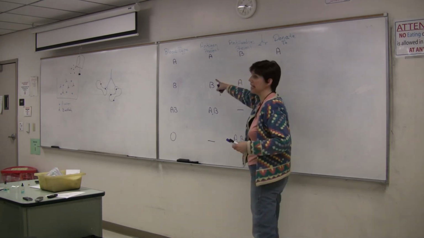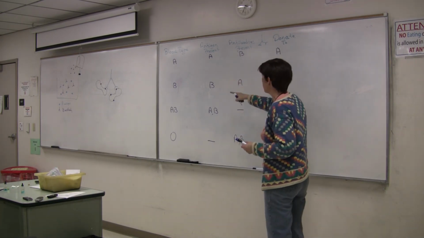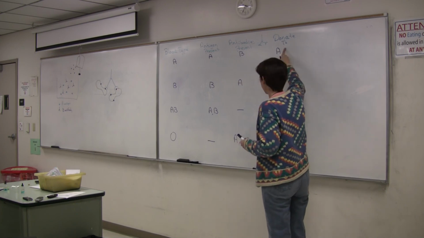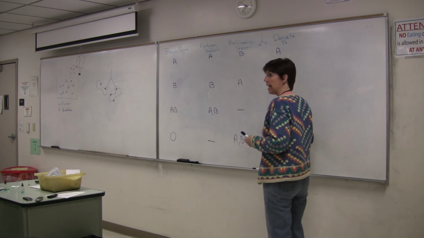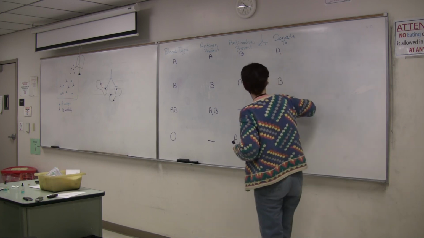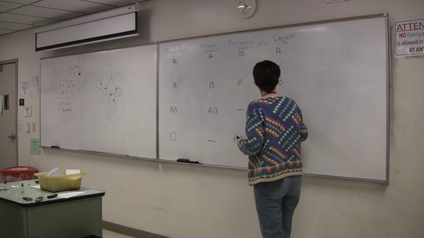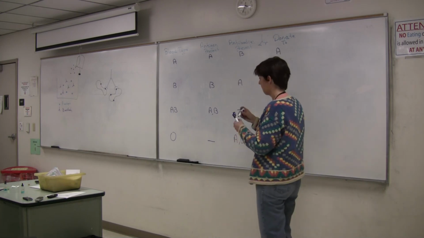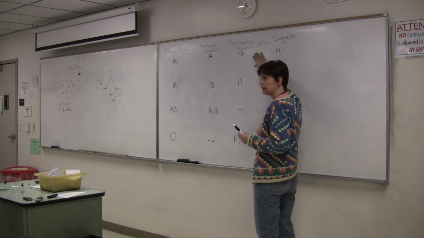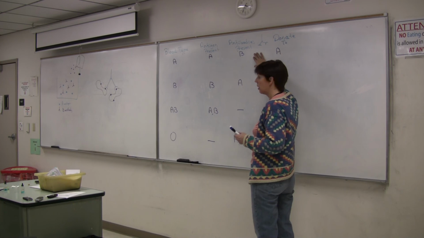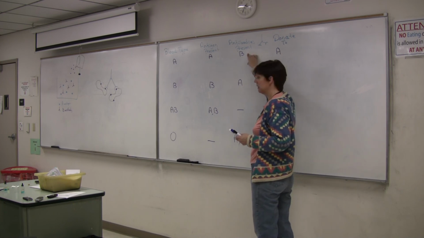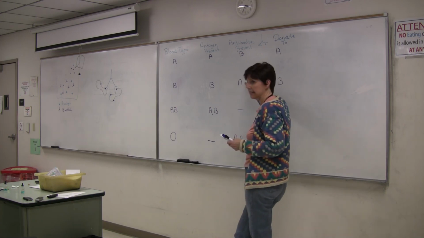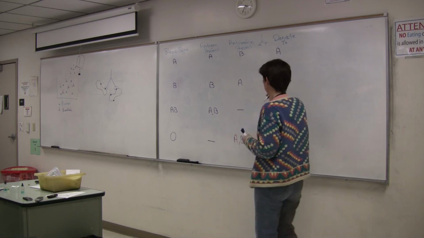All right, type B. Can I donate B to B? Yes. Can I donate B to A? No. Can I donate B to AB? Yes. Whoops, I meant to put just B up there. Can I donate B to O? No. Okay. AB. Can I donate AB to B? Nope, I've got antibodies against B. Can I donate AB to A? Nope, because I have antibodies against A. Obviously, I can donate AB to AB.